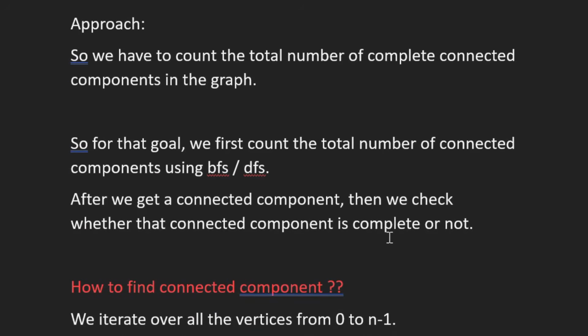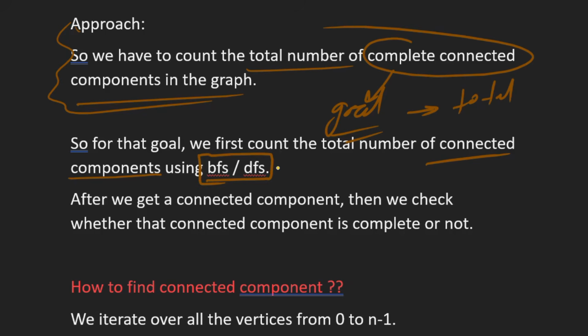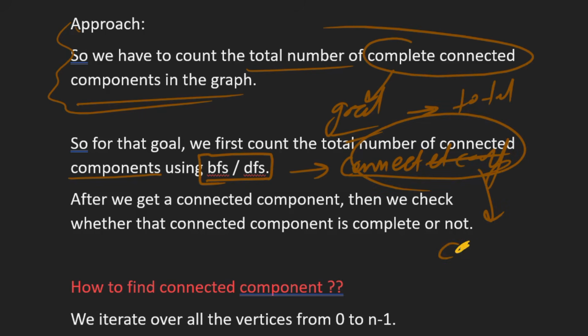So let's move to the approach part. As we know, what we need to do is count the total number of complete connected components present in the graph. That is what we have to count. So to fulfill this goal, first we'll find the connected components using BFS or DFS, right? And once we get the connected components, we check whether those connected components are complete or not, right?